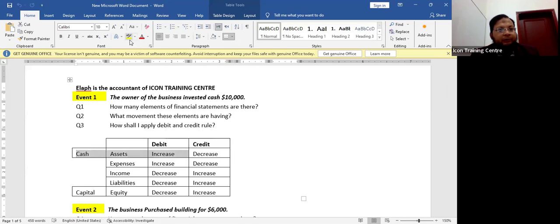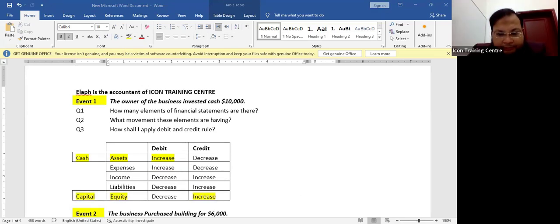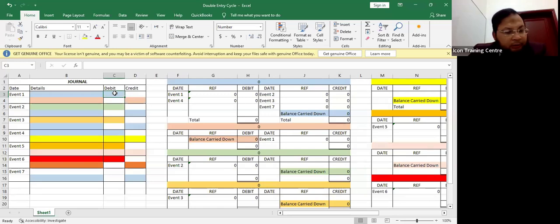So, we will debit the cash, right? And capital, which is equity. Now, the entry will be, if you see this, we will debit cash asset and we will credit capital, which is equity, right? So here we will write debit. How much is that? 10,000.